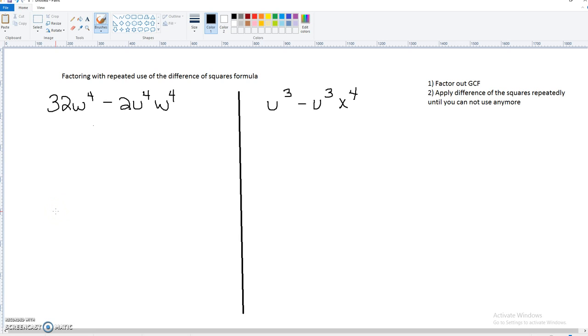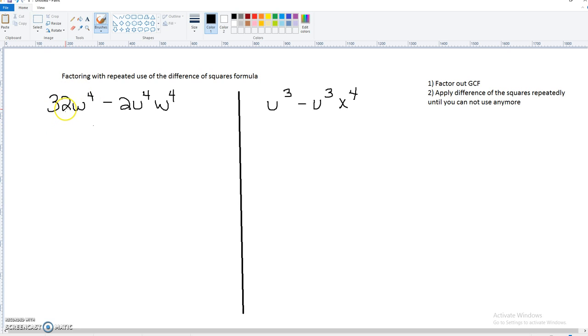Factoring with the repeated use of the difference of the squares formula. I've listed our steps, which of course the first step we need to do is factor out the GCF. And then we're going to apply the difference of the squares again and again until we can't use it anymore. I've provided two different examples.